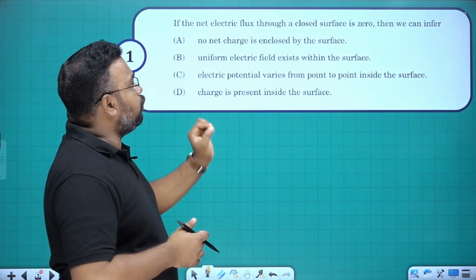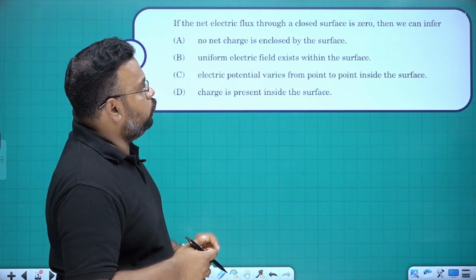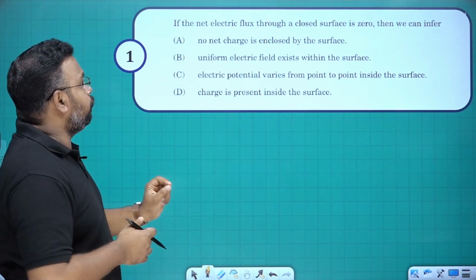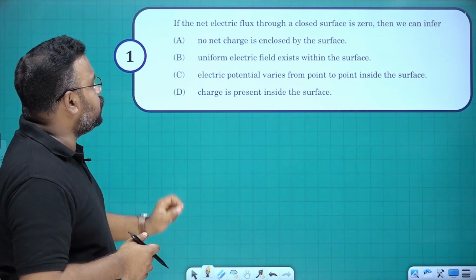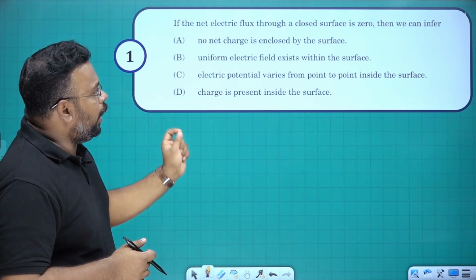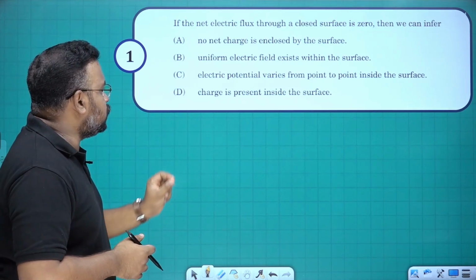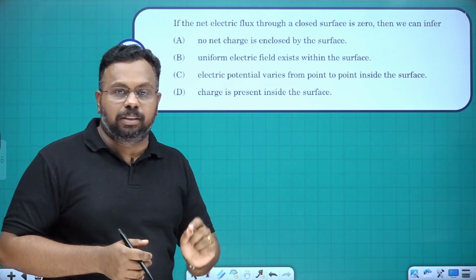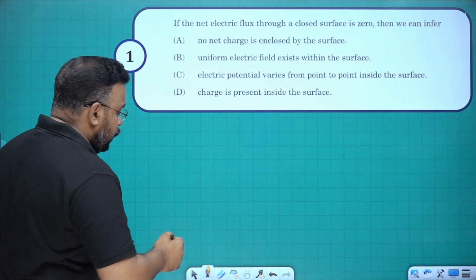If the net electric flux through a closed surface is zero, then we can infer: no net charge is enclosed by the surface; uniform electric field exists within the surface; electric potential varies from point to point inside the surface; charge is present inside the surface. Look at the question, net electric flux.